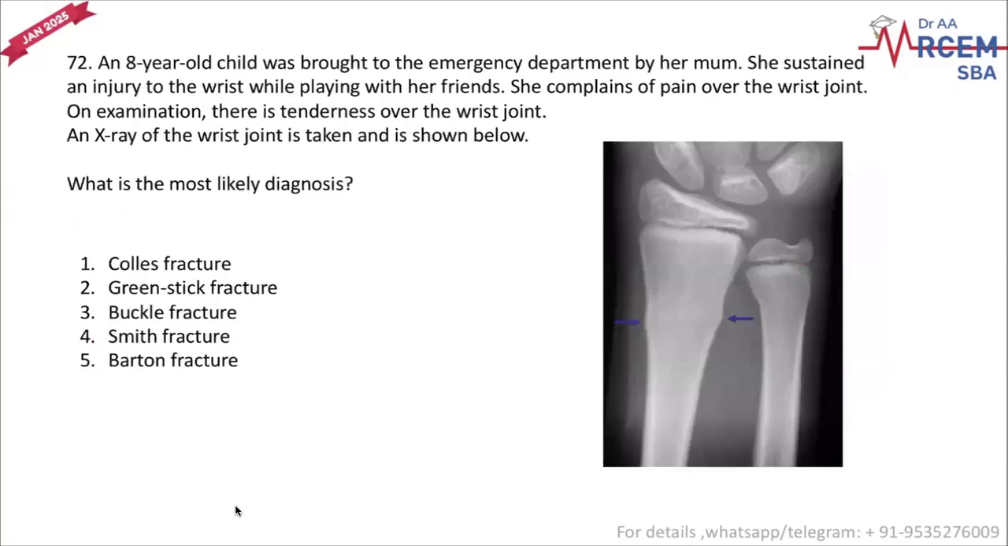They're just asking what is the most likely diagnosis. They didn't even ask the treatment here. You can see there is a bulging of the cortex, suggestive of a buckle fracture. The cortex is intact, only bulging is seen. So the right answer here is buckle fracture. Straightforward question again.